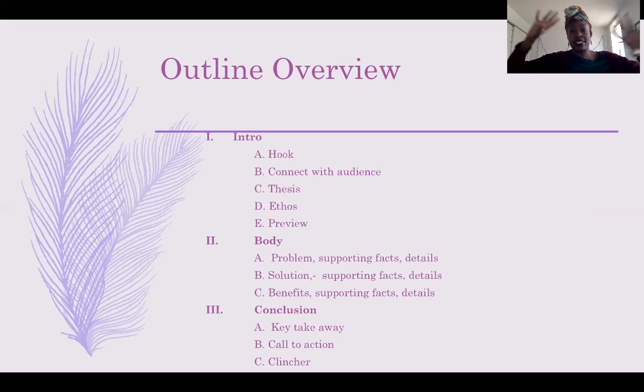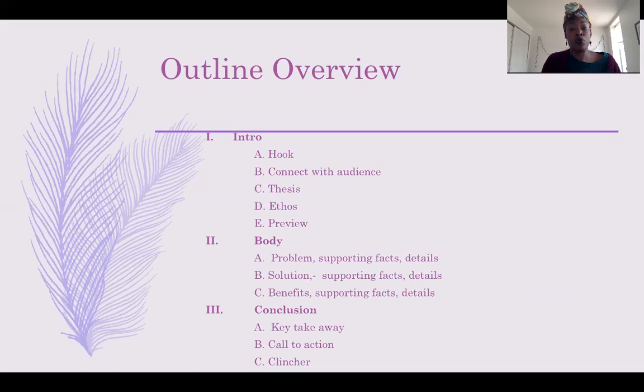It keeps all of that scattered energy away because you're putting it down somewhere and you have a direction, a road, like a map. All right, so we have the intro, we have our hook, that thing that gets the audience's attention. And then you want to connect to the audience using pathos, right? Your thesis, what is your main argument here? And then your ethos, why should we trust you? Where is your credibility? And then a preview, what will you be discussing? The problem, the solution, and the benefit, right?